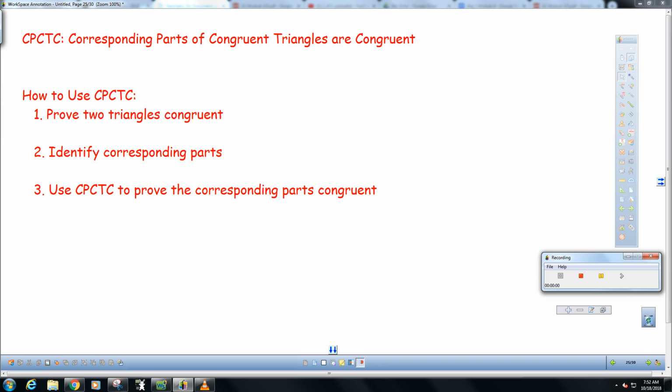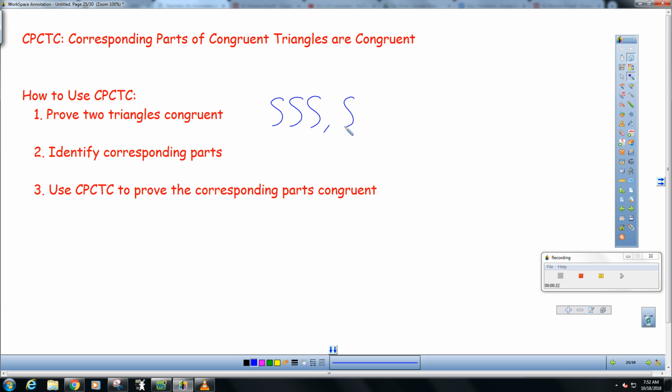First, we need to prove that 2 triangles are actually congruent. So we have 3 postulates so far on how to do this. This is our side, side, side, side, angle, side, or angle, side, angle. Those are the 3 ways that we can prove 2 triangles are congruent. So first we want to make sure that we're using one of those postulates to prove 2 triangles congruent.